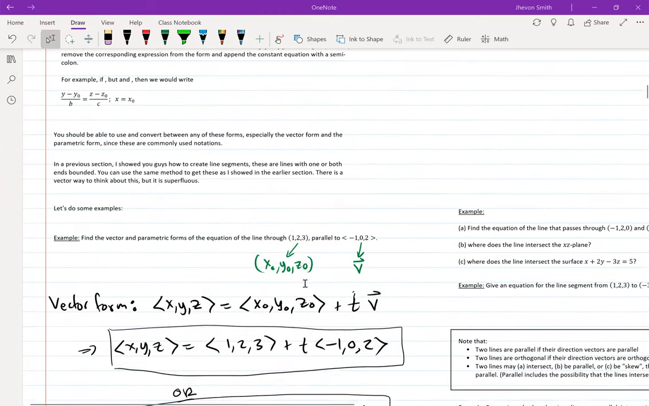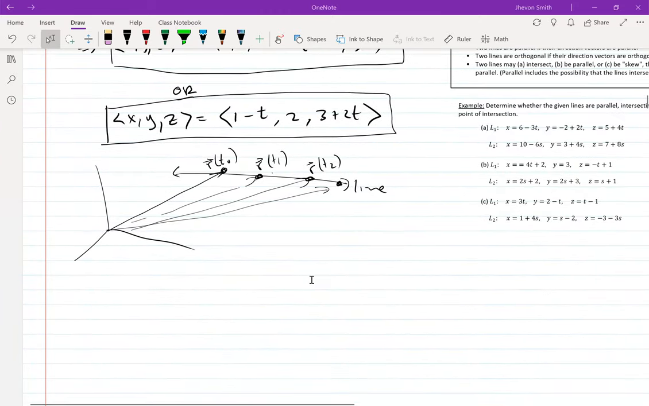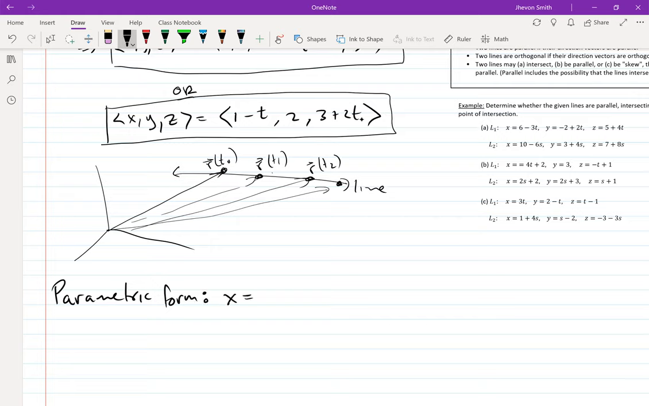All right, so that's the vector form of the equation of a line. Parametric form is just setting each coordinate equal separately. So for the parametric form, you would set x equals 1 minus t, y equals 2, z equals 3 plus 2t, and that's your parametric form.